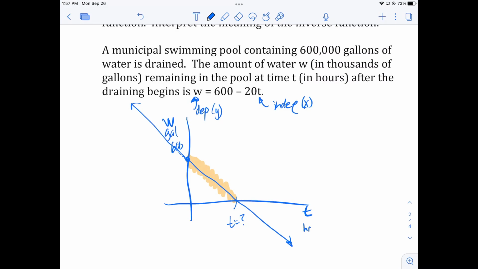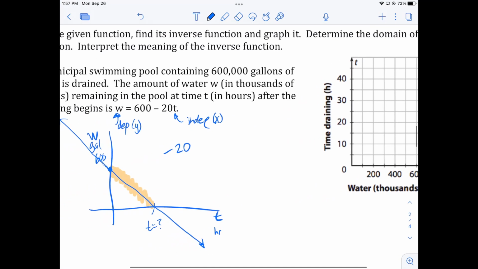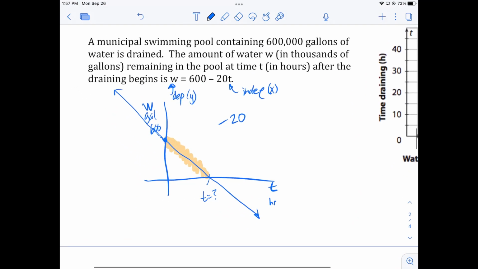So the slope means this, the negative 20. The graph on the side has it flipped, yeah, because this is not the answer yet. I'm getting to there. Yeah, it does have it flipped. I'm trying to get you to interpret this, but thank you, Cannon. Negative 20 is going to be negative 20 gallons per hour, okay?